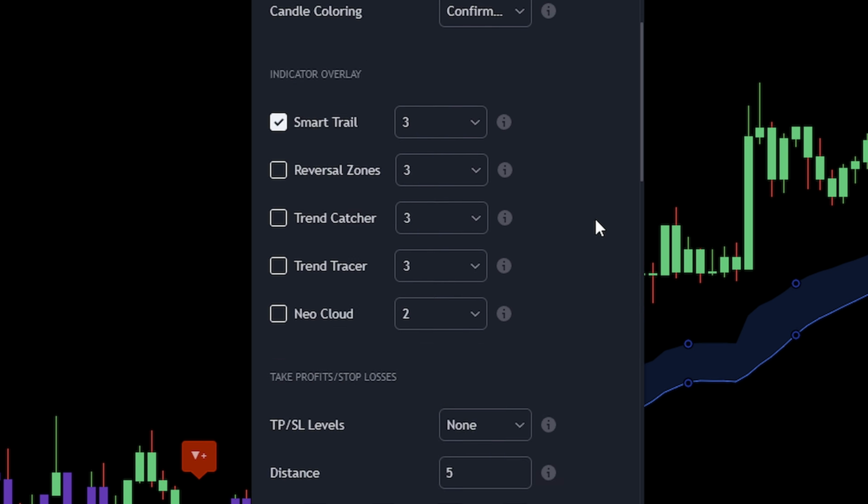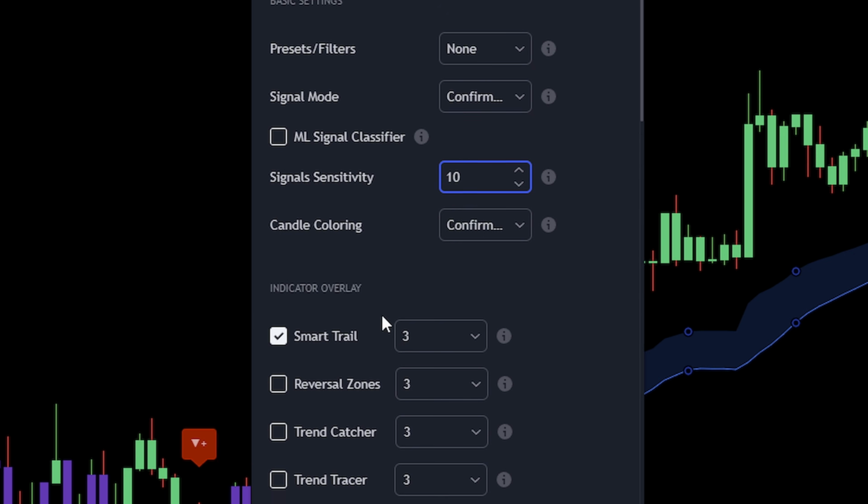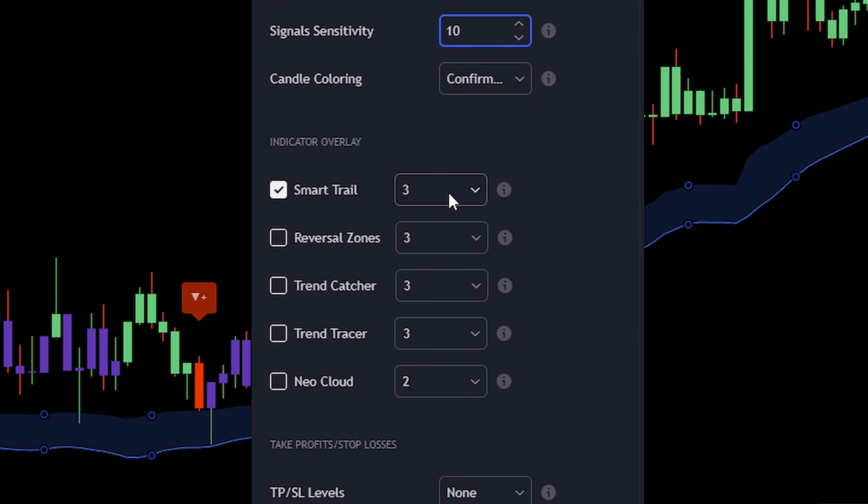Next, in the indicator overlay section, we'll leave the Smart Trail enabled. It's on by default. And keep the reactivity value set to 3, as this works best for this strategy.